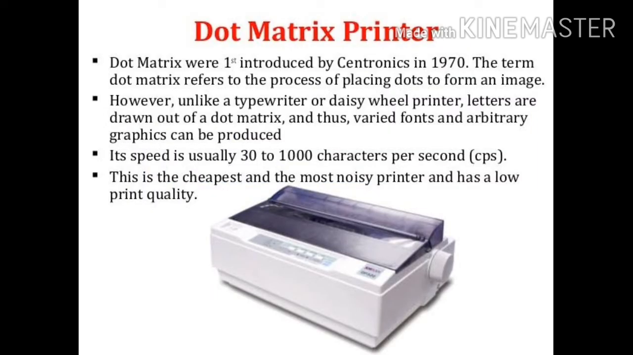Now dot matrix printer was first introduced by Centronics in 1970. The term dot matrix refers to the process of placing dots to form an image. However, unlike a typewriter or daisy wheel printer, letters are drawn out of a dot matrix and thus varied fonts and arbitrary graphics can be produced. Its speed is usually 30 to 1000 characters per second. This is the cheapest and the most noisy printer and has a low print quality. So these are the specifications of dot matrix printer.